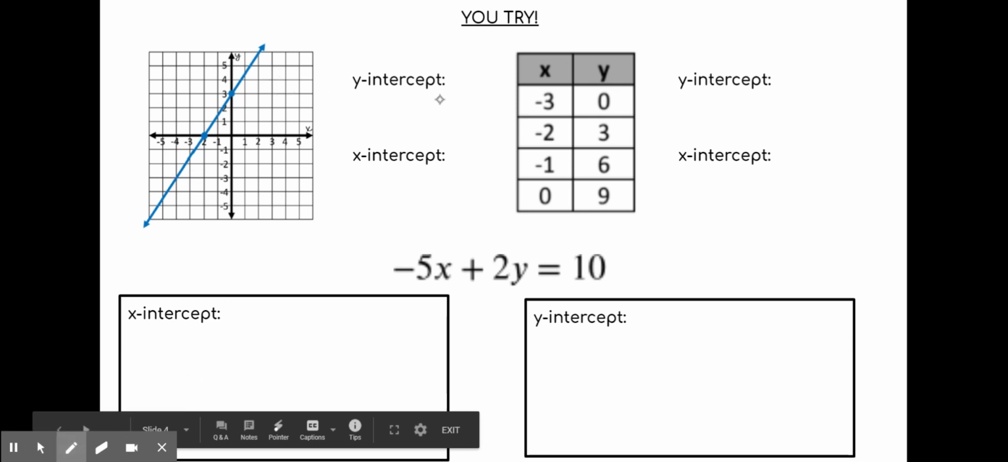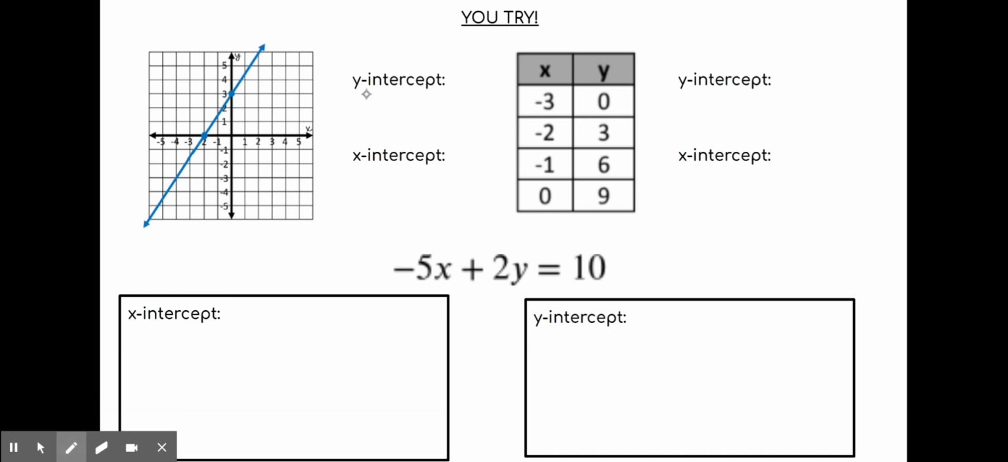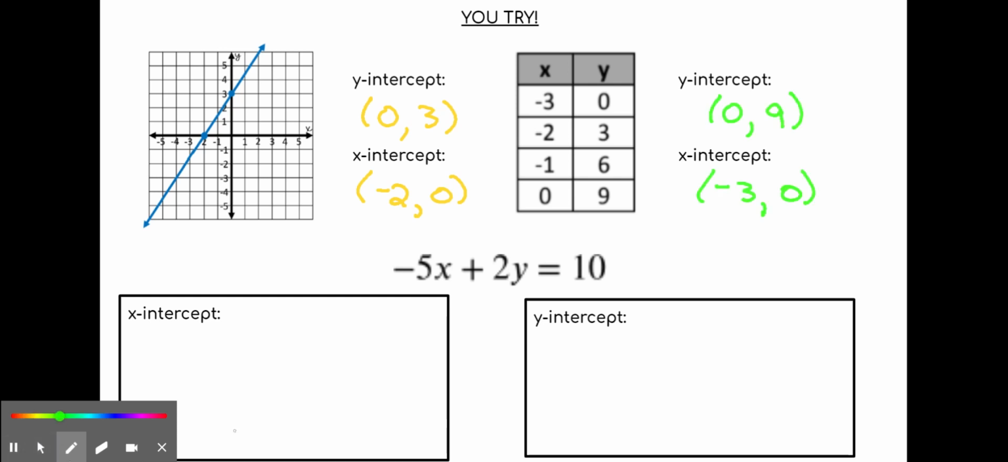Here's a graph. Tell me the coordinates of the y-intercept, and then tell me the coordinates of the x-intercept. You should have gotten that the y-intercept is 0, 3, and the x-intercept is negative 2, 0. Okay, next, here's a table. Give me the coordinates of the y-intercept. Give me the coordinates of the x-intercept. The y-intercept is 0, 9. The x-intercept is negative 3, 0.